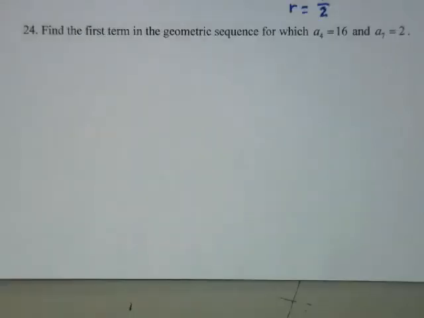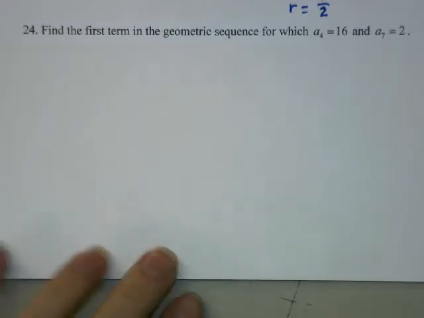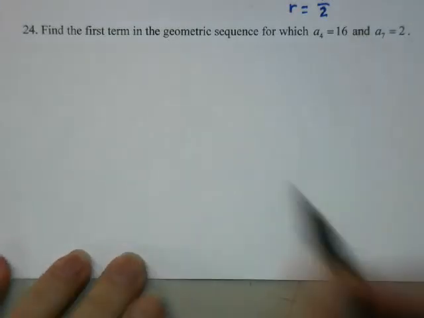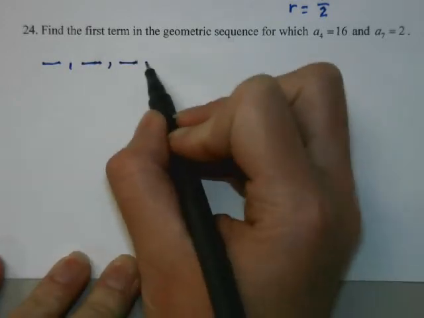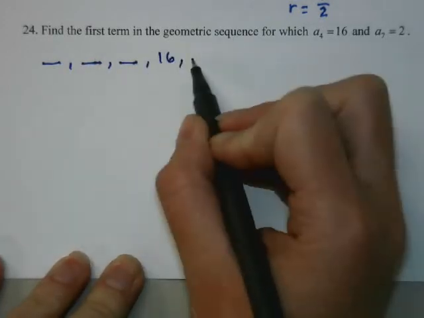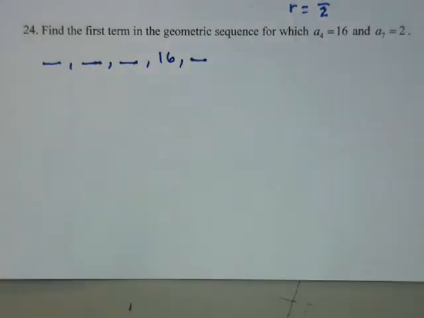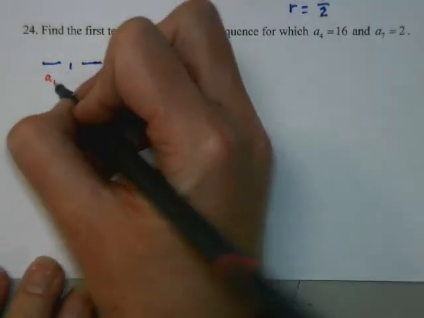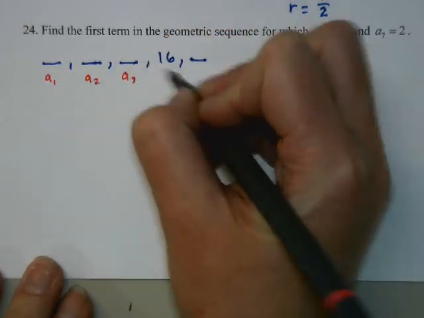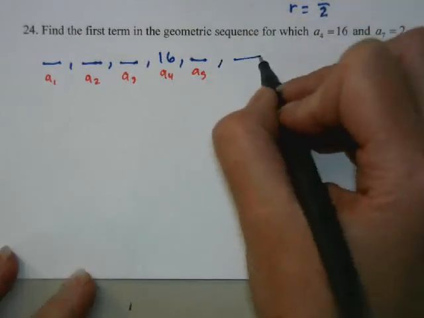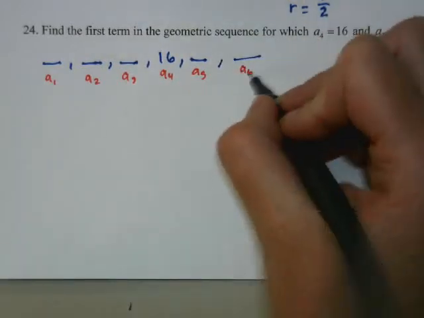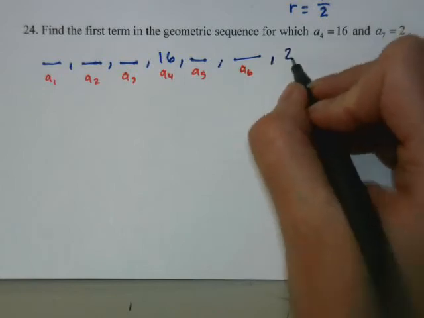Okay, next we're going to find the first term in a geometric sequence with a4 being 16 and a7 being 2. So let's number these: a1, a2, a3, a4, that makes this a5, a6, and a7.